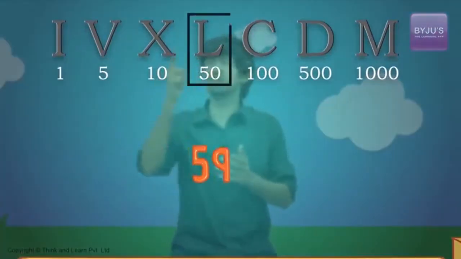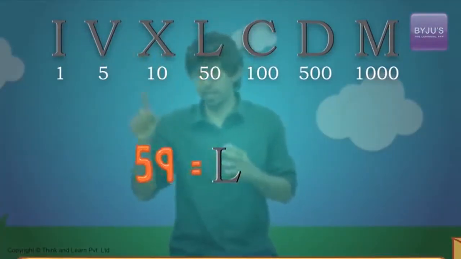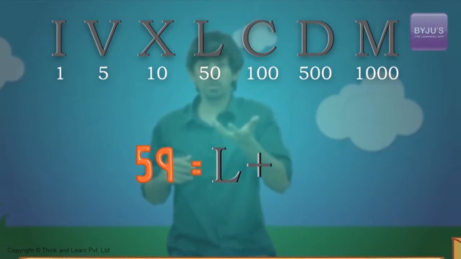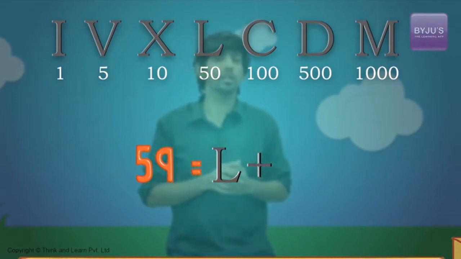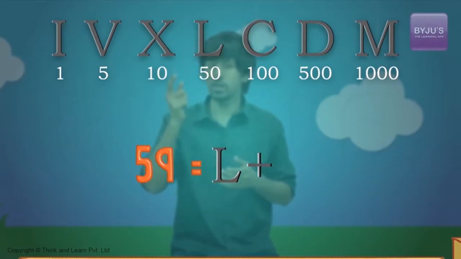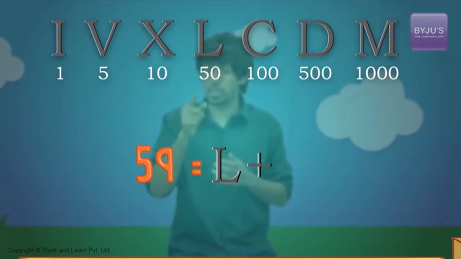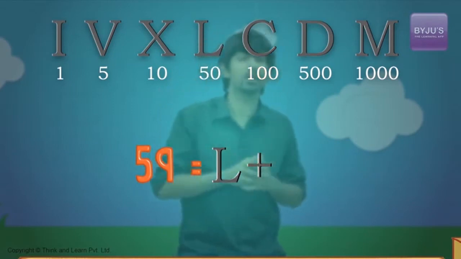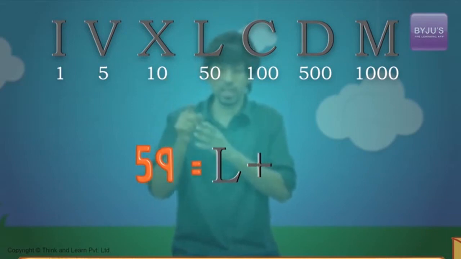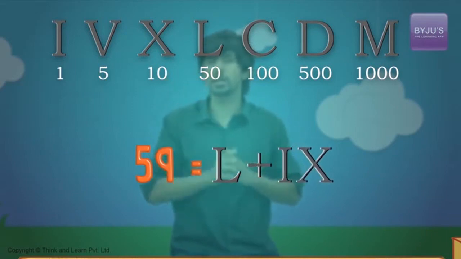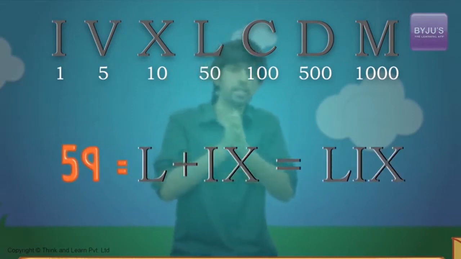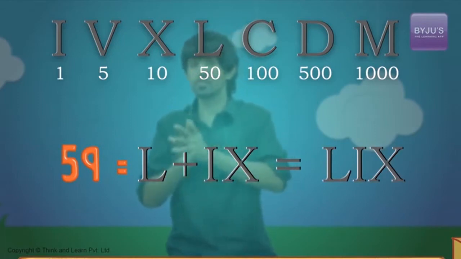So let's take a random number, 59 to start with. Yeah. So 50, we have an alphabet for it, right? So we have to use it. We'll write L first. Then how much more is there? We have 9 left, right? So I can write 50, which is L, and then IX, right? So LIX stands for 59.